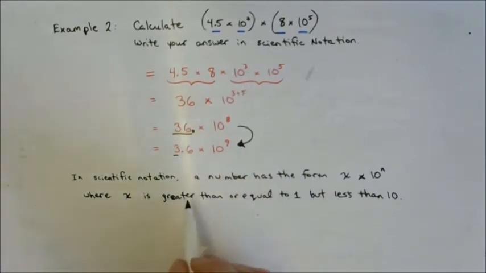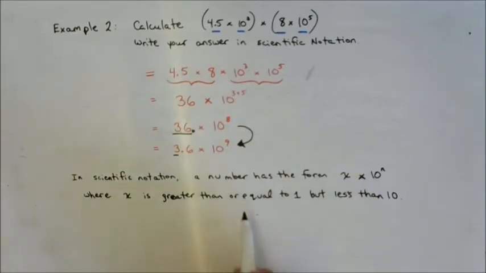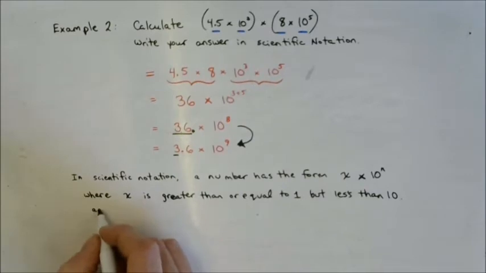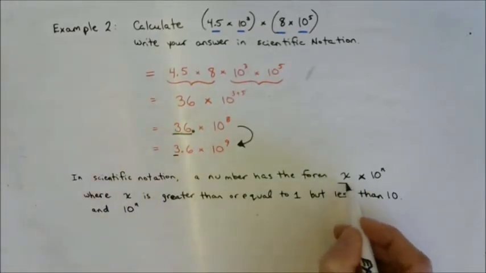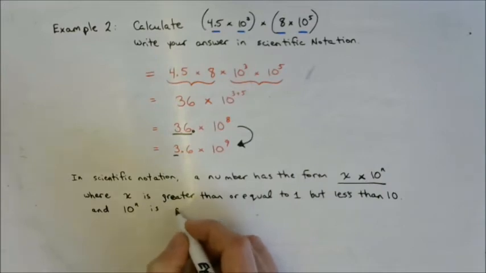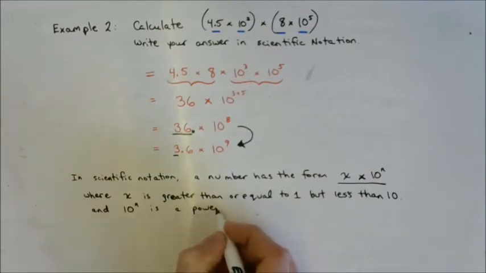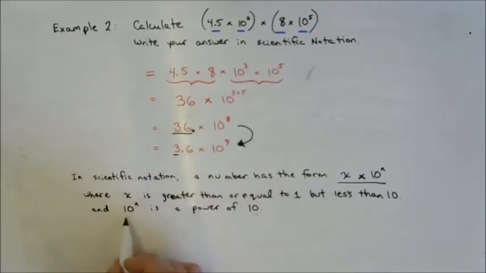So anyways, in scientific notation, a number has the form x times 10 to the power of n, where x is greater than or equal to 1, but less than 10. And 10 to the power of n, which is in our form here, is a power of 10, which means it's 10 times itself, n times. Whatever n is, that's how many factors of 10 you have.